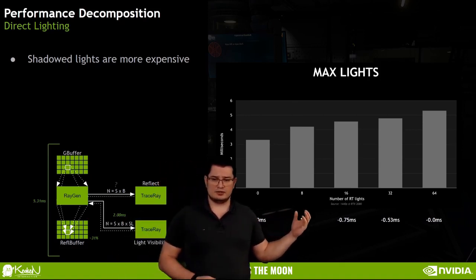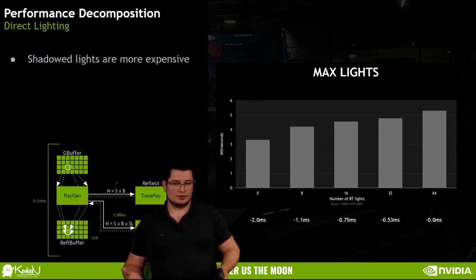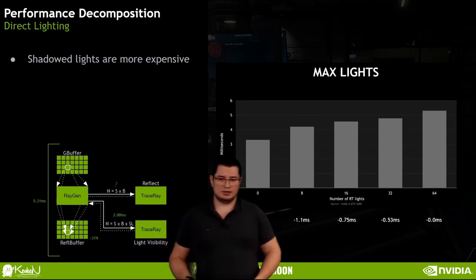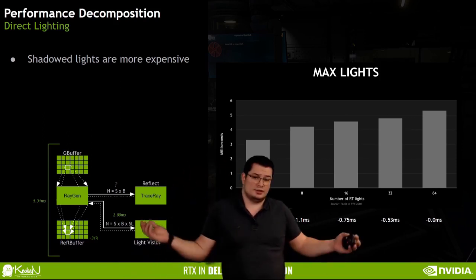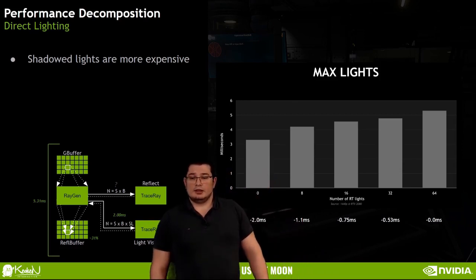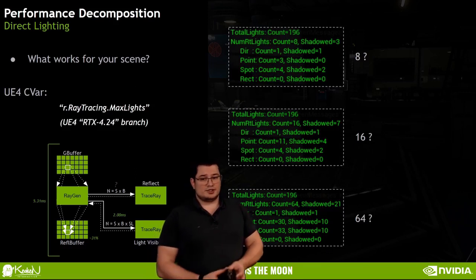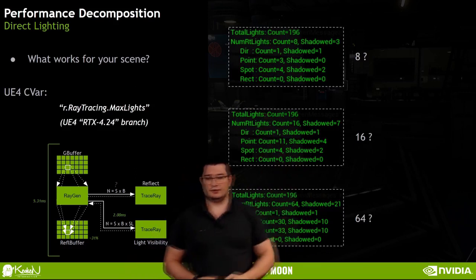In the case of Keioken, they chose 8 lights. It resulted in good image quality while still having sufficient performance. For some scenes this might work, for others not. You should experiment with what's best for your scene. So whether you choose 64 or 16 or 8, that's up to you.